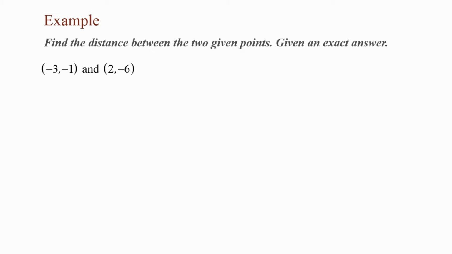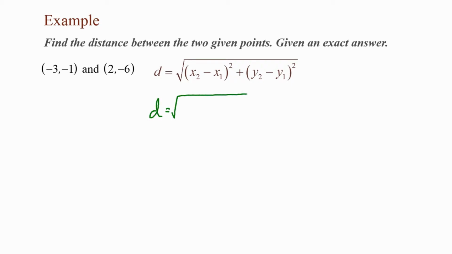For this example, find the distance between the two given points. Give an exact answer. The ordered pairs -3, -1 and 2, -6. Using the distance formula, substitute: d equals the square root of (x2, which is 2, minus x1, which is -3) squared, plus (y2, which is -6, minus y1, which is -1) squared.